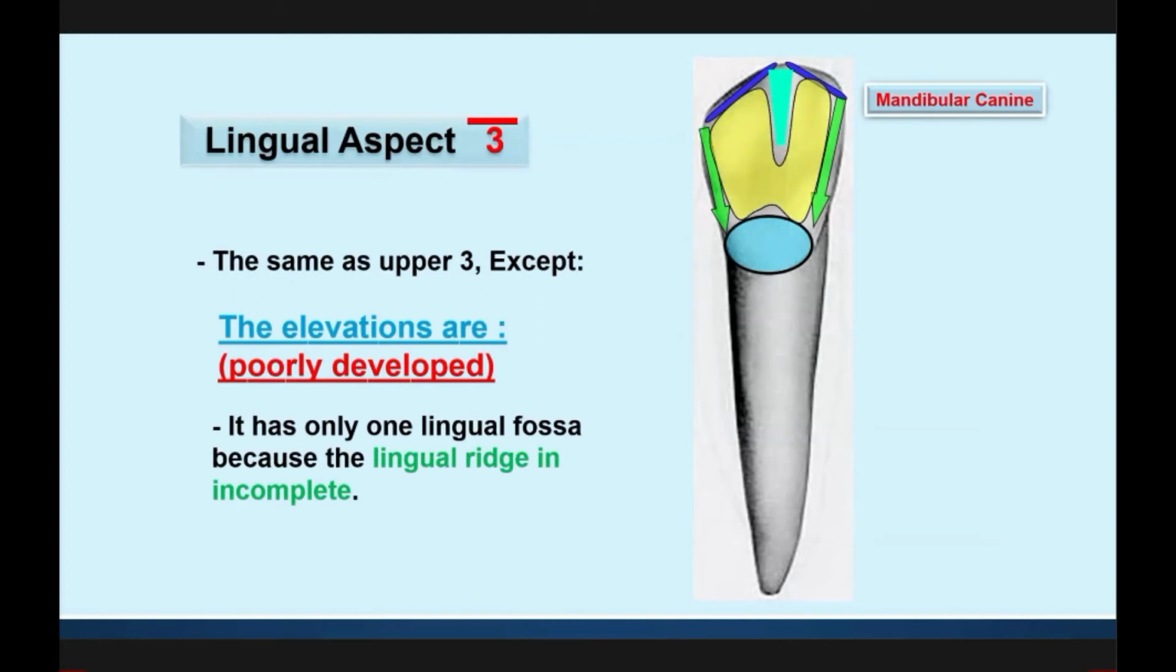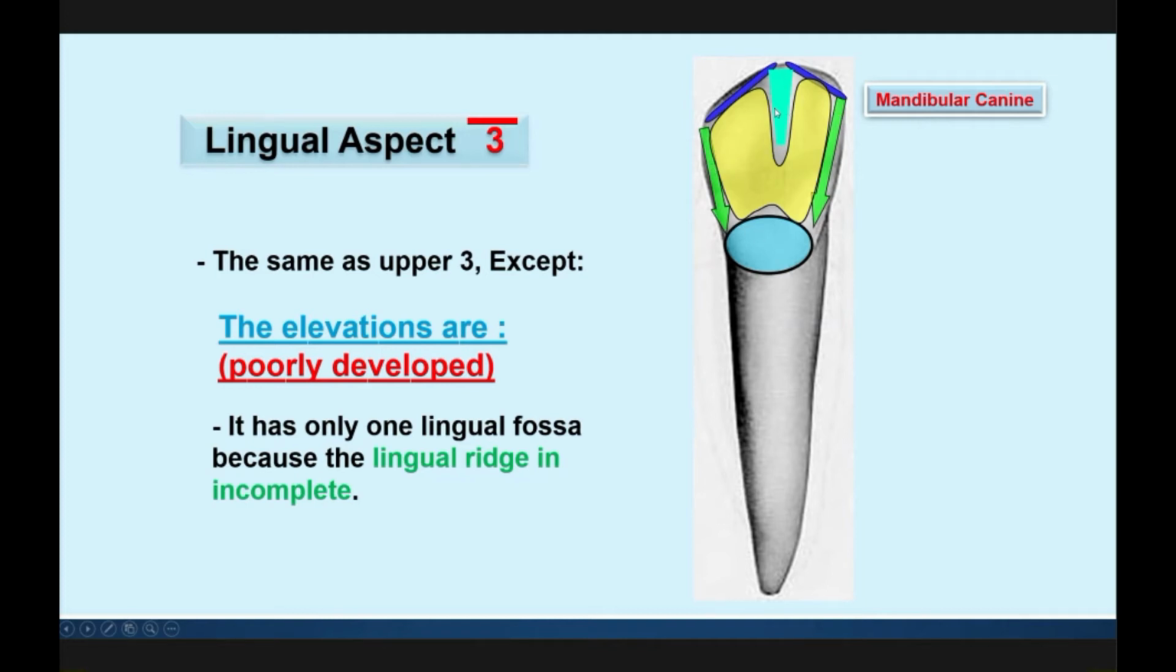Lingual aspect, you see here, what is there? The same as the upper three, except what was in the upper three, you see there is a cingulum in the cervical one third. There is a cuspal ridge. This is the distal cuspal ridge, a little bit longer than the mesial cuspal ridge, which is a little bit shorter. Then we have marginal ridges. The mesial marginal ridge is long, and the distal marginal ridge is short.